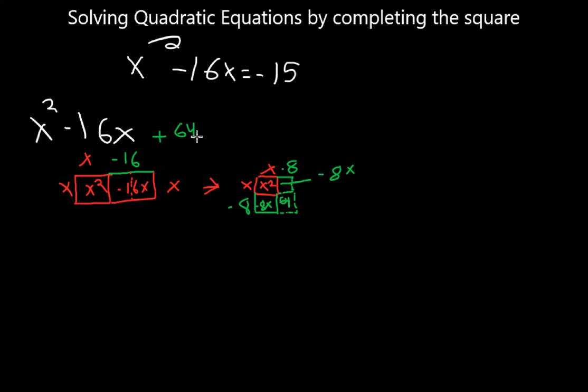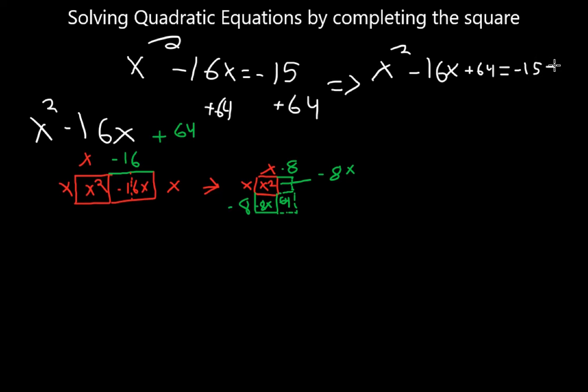But now we have an equation, so we have to make sure to balance the equation. I can't just add 64 to this side. I have to make sure to add 64 to both sides. So I'm going to add 64 to both sides, which will give me x squared minus 16x plus 64 is equal to negative 15 plus 64. Okay. Now I'm going to combine like terms to get x squared minus 16x plus 64 is equal to 49.